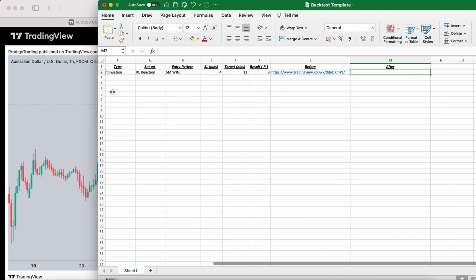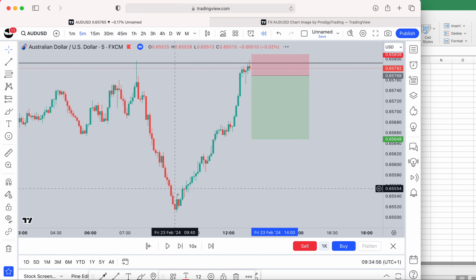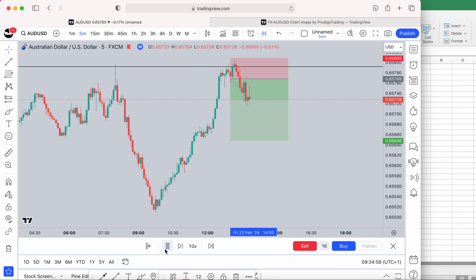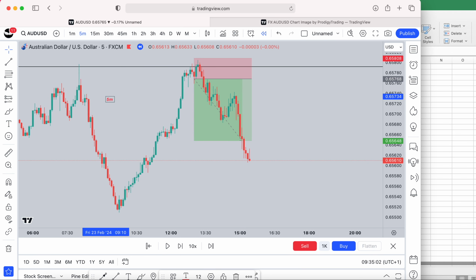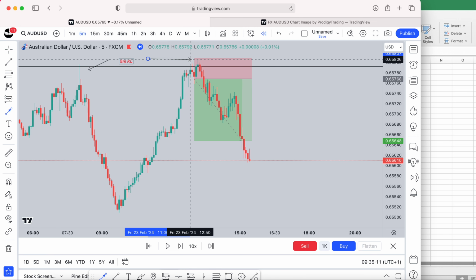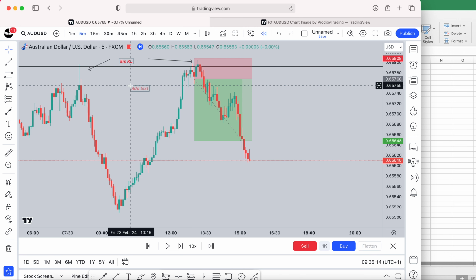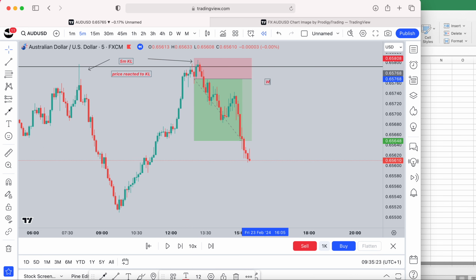So let's go ahead and do our after, which was the 5-minute. Let's say for whatever reason you said here, 5-minute key level. This is your 5-minute key level. You've got an arrow to show it by there, and you can say that price has reacted to it. Price reacted to key level. Cool. Now we can say wick rejection confirmed for entry.